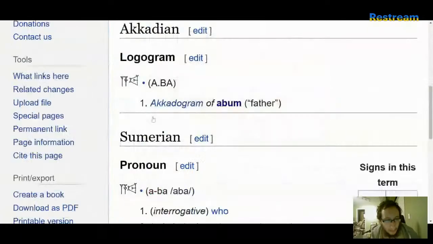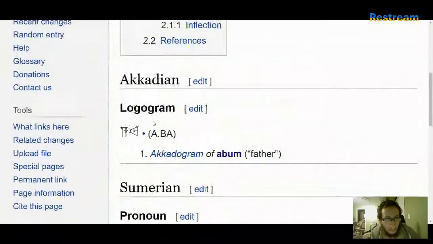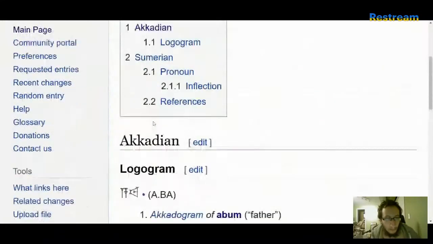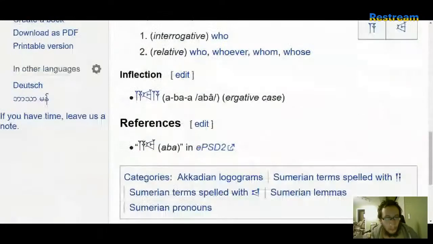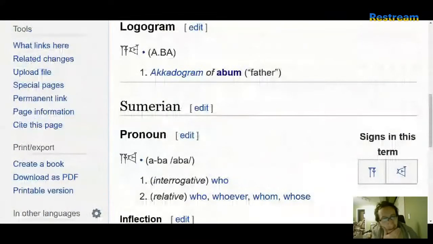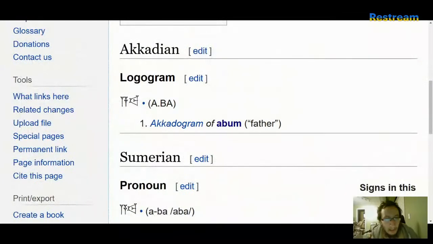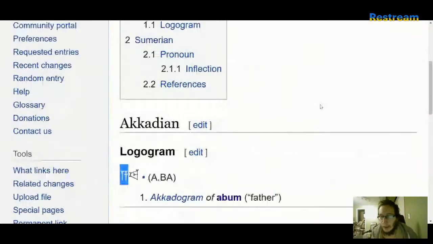Abba. So in Sumerian, this has a completely different meaning. The Sumerian here means who or whoever, but the Akkadian means father. But it's split into two different words. So if we look at the two different words, we can see it says signs in this term.